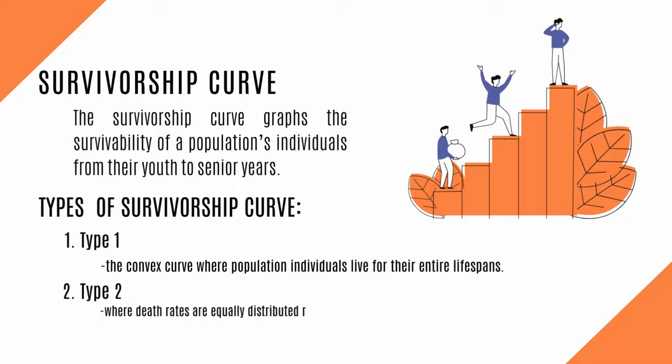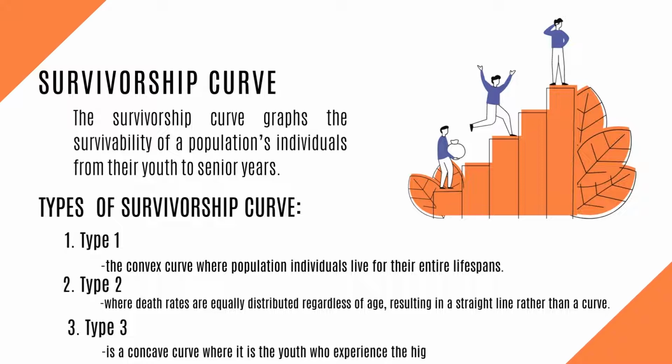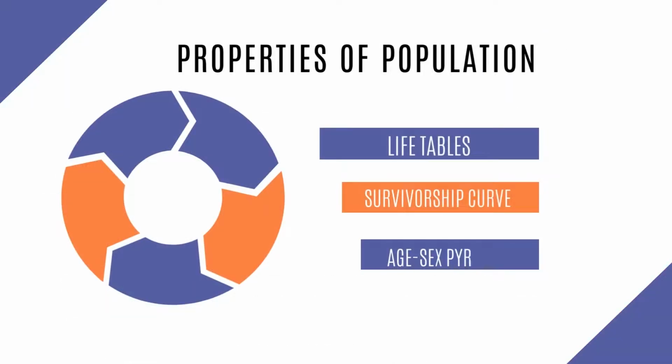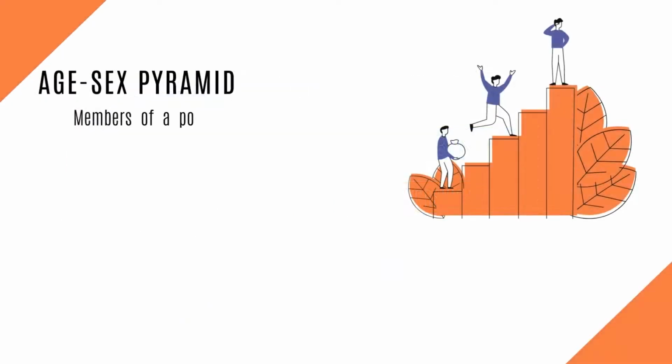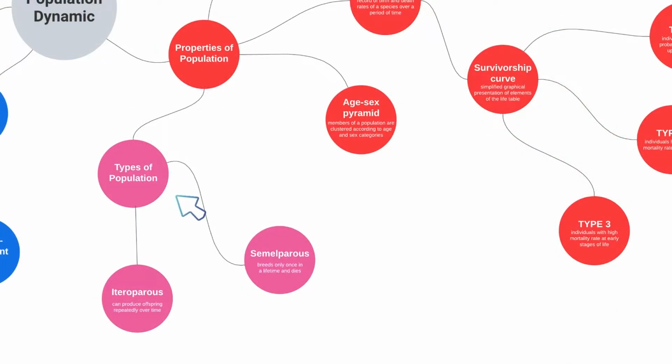Next is type 2, where death rates are equally distributed regardless of age, resulting in a straight line rather than a curve. Finally, type 3 is a concave curve, where it is the youth who experience the highest mortality rates. And lastly, the third property of population is the age-sex pyramid, in which members of a population are clustered according to age and sex. Next is types of population.